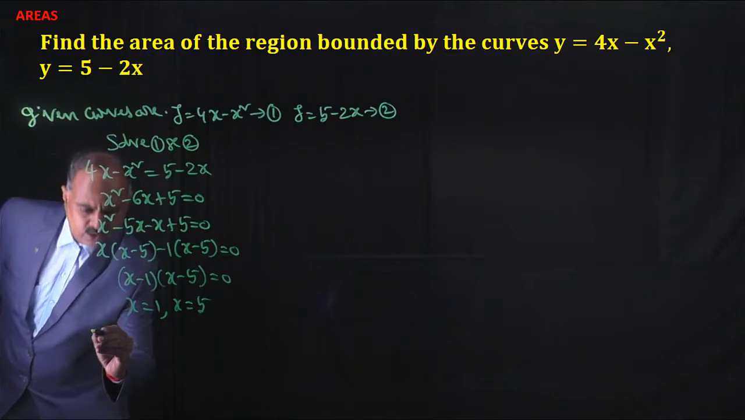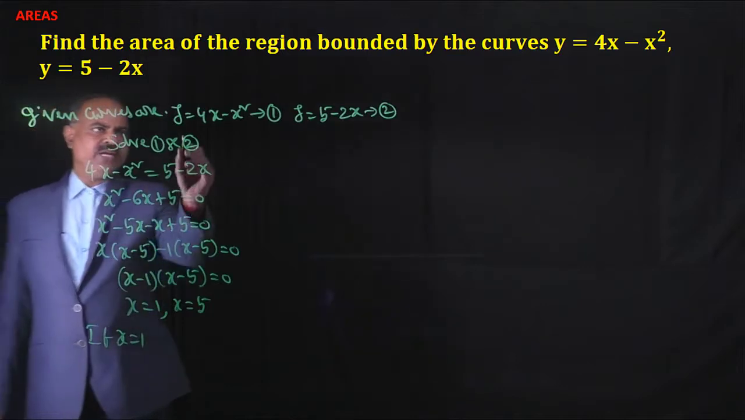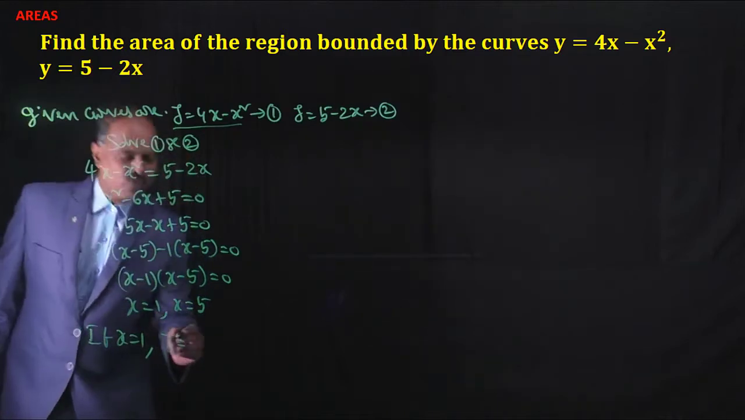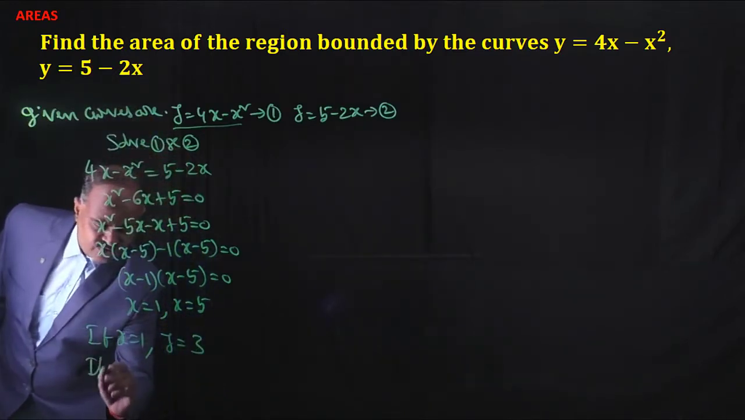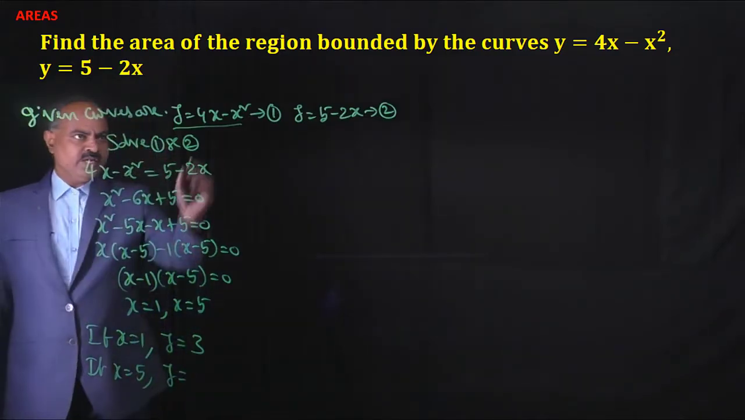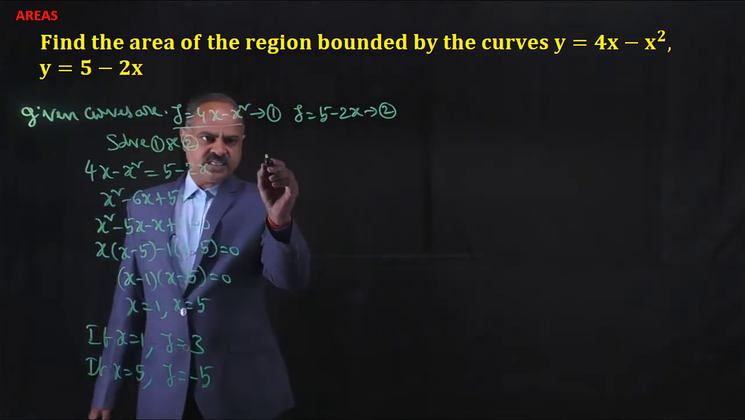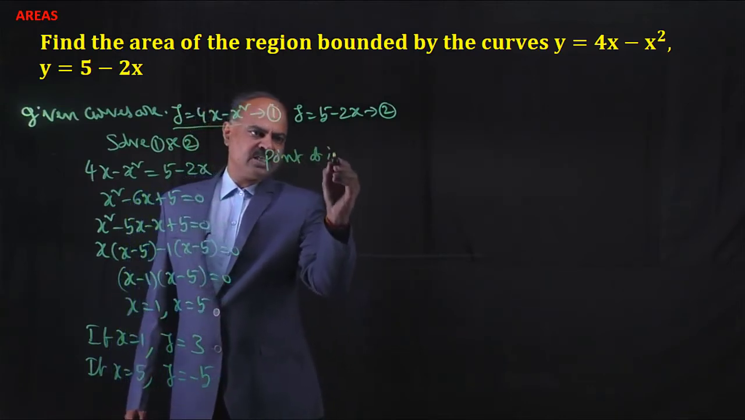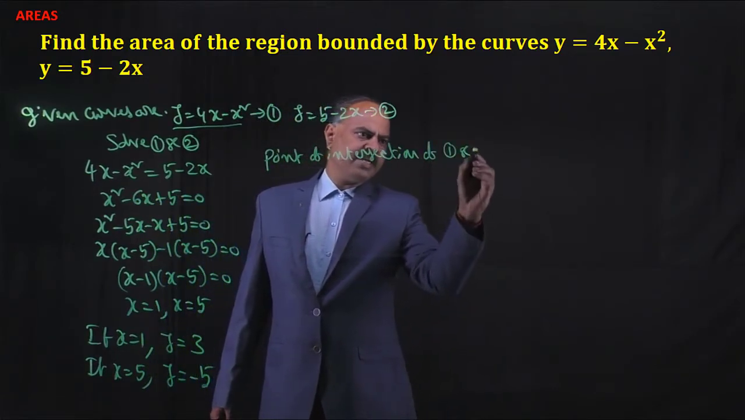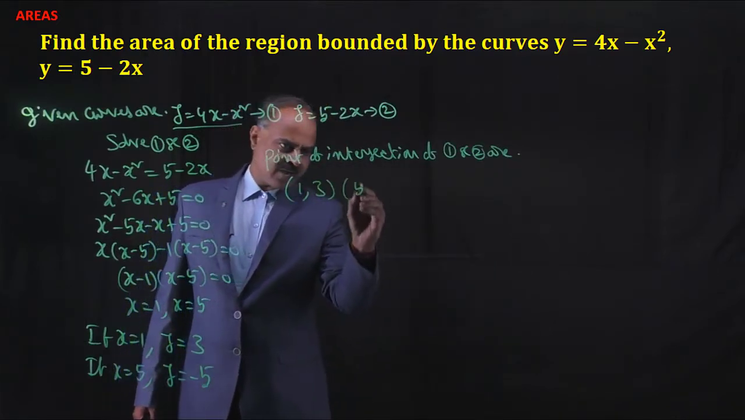So if x equal to 1, from equation number 1, y is equal to 4 minus 1, that is equal to 3. So if x equal to 5, from equation number 1, y is equal to 20 minus 25, that is equal to minus 5. So the points of intersection of 1 and 2 are 1 comma 3 and 5 comma minus 5.